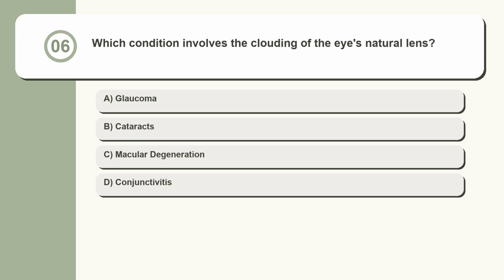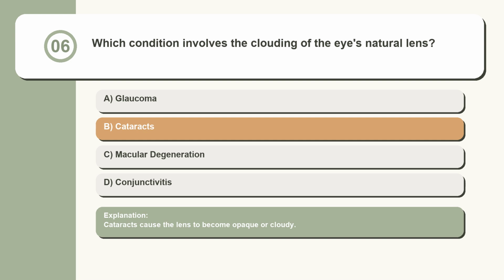Question 6. Which condition involves the clouding of the eye's natural lens? Glaucoma, cataracts, macular degeneration, conjunctivitis. Cataracts cause the lens to become opaque or cloudy.